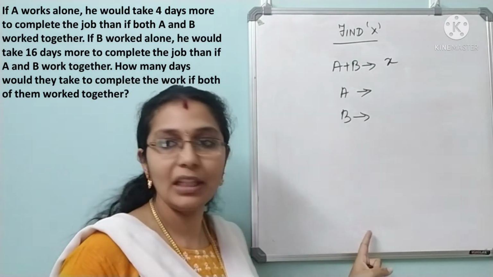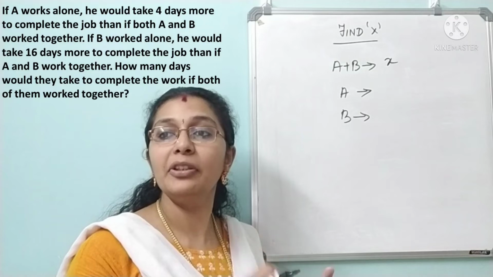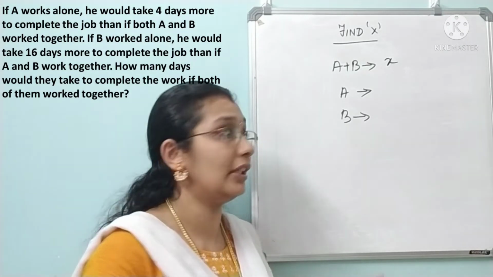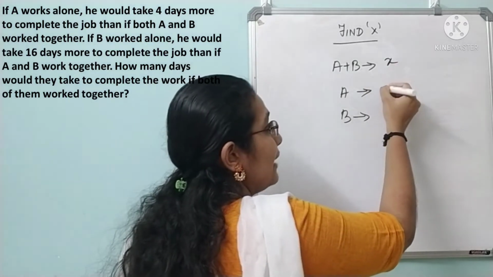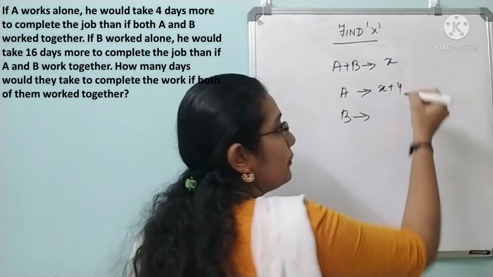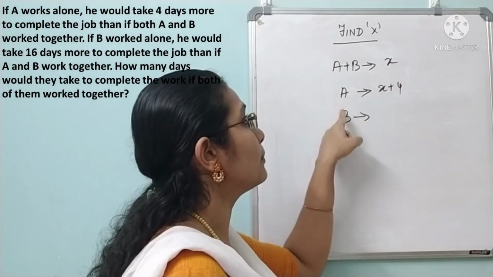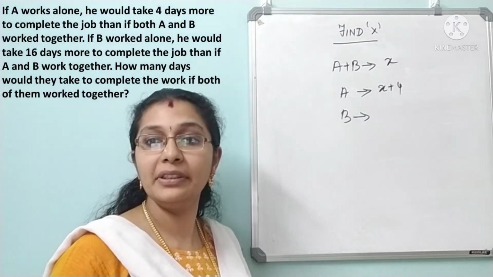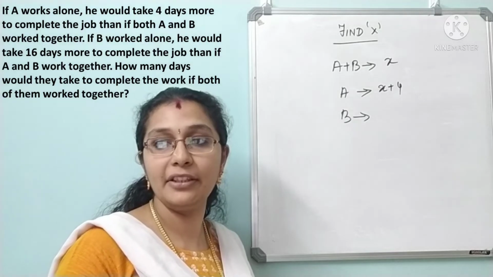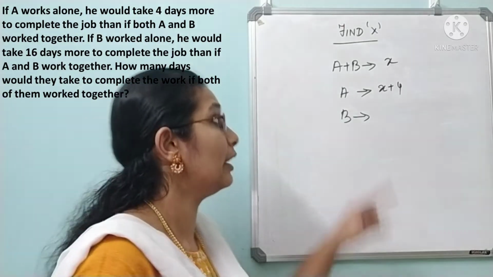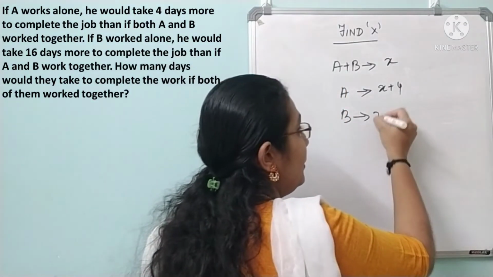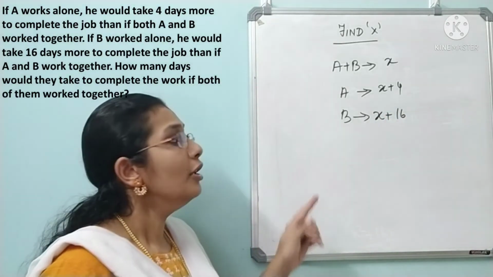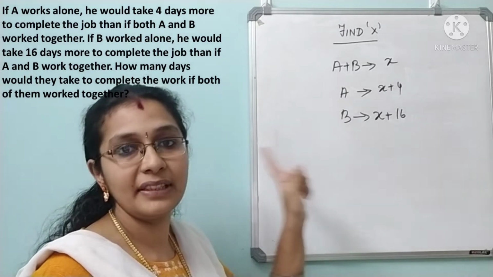Now, if A works alone, he would take 4 days more to complete the job than if both A and B work together. So A and B is X, so A is X plus 4. Correct? He is taking 4 days more than A plus B's work. If B worked alone, he would take 16 days more to complete the job than if A and B work together. So B is taking 16 days more than A and B. So now you can proceed using the traditional method.